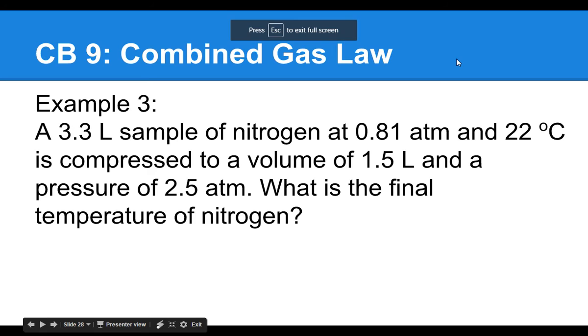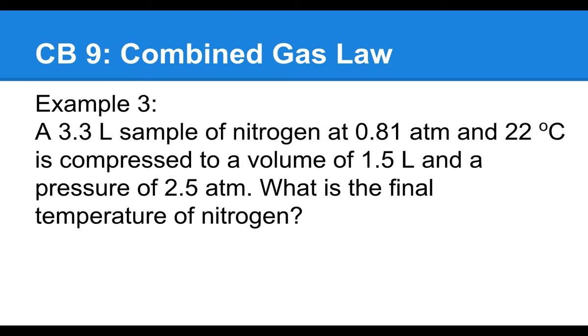Okay, let's take a look at number 3. You want to jot this down in your notebook and pause the video, and then we'll come back and solve it. All right, it says a 3.3 liter sample of nitrogen at 0.81 atmospheres and 22 degrees Celsius is compressed to a volume of 1.5 liters and a pressure of 2.5 atmospheres. What is the final temperature of the nitrogen?